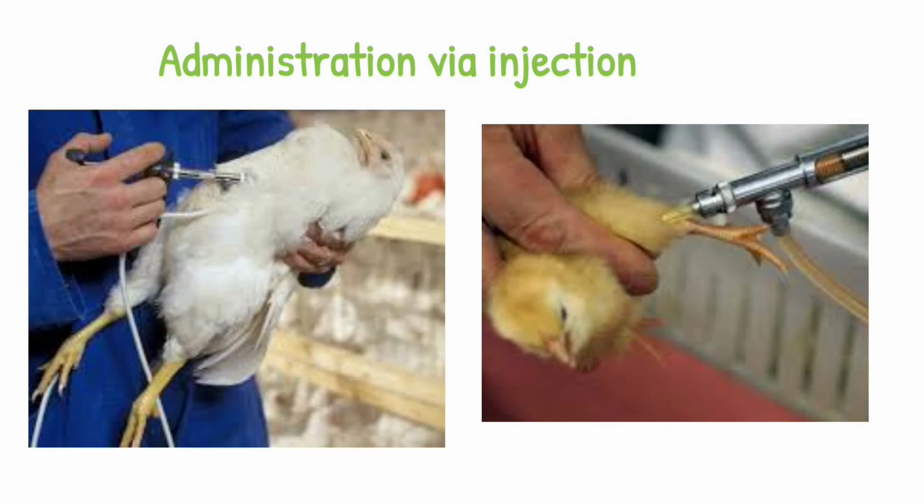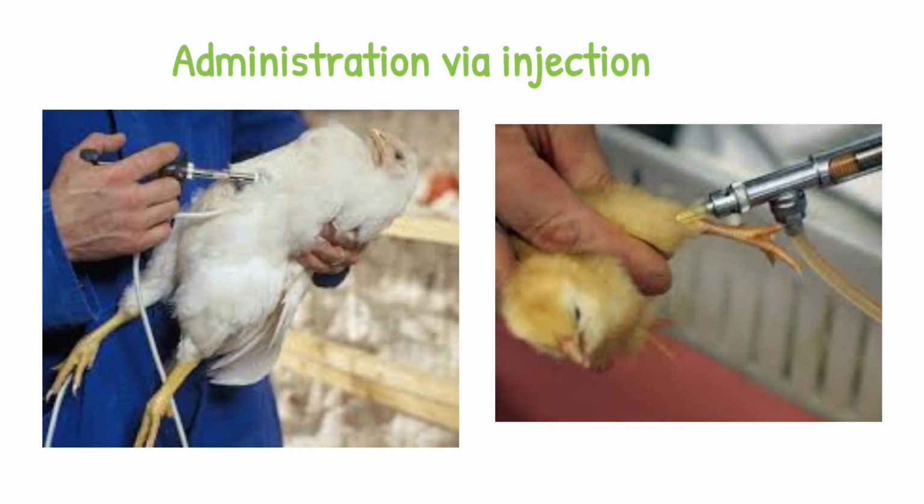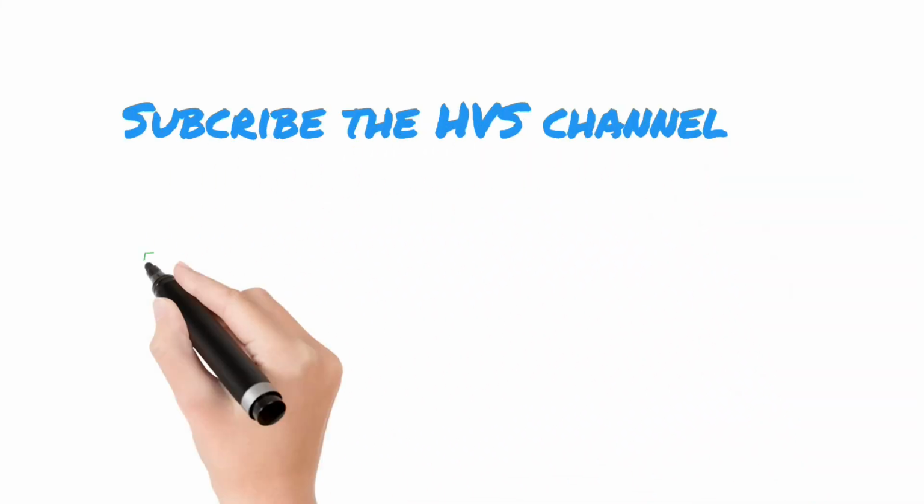Inactivated vaccines are more effective in chickens which have previously received a living vaccine. Revaccination is usually done every 6 months. By this we are coming to the end of today's program.